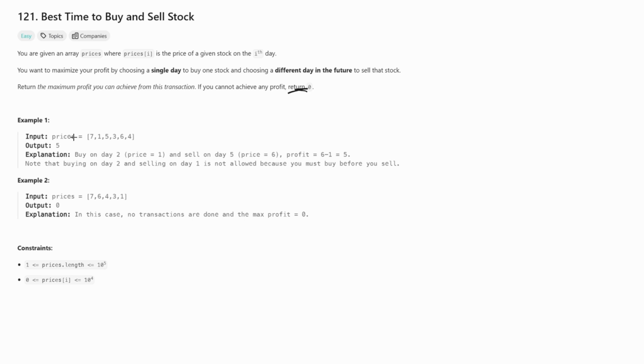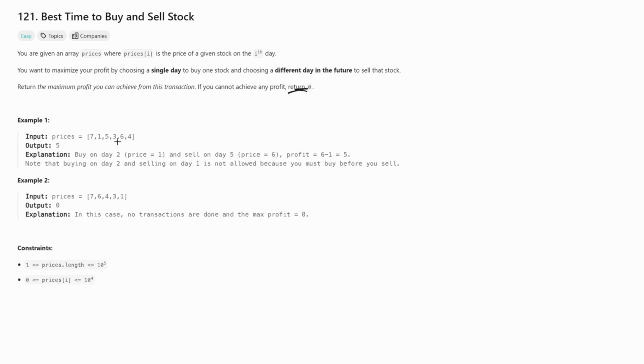Okay, so we're going to look at this example 1. So we have a prices array, and we start at 7, so the price of the stock is 7. It goes down to 1, goes back up to 5, goes down to 3, goes back up to 6, and then goes down to 4. And we want to find which day we can buy and which day we can sell in order to have a maximum profit.